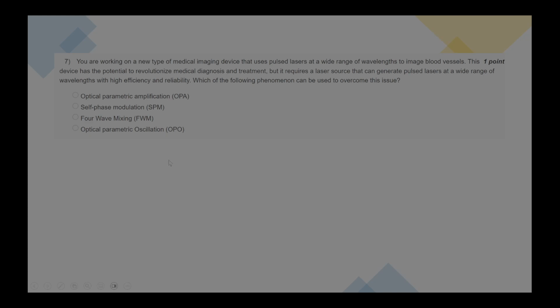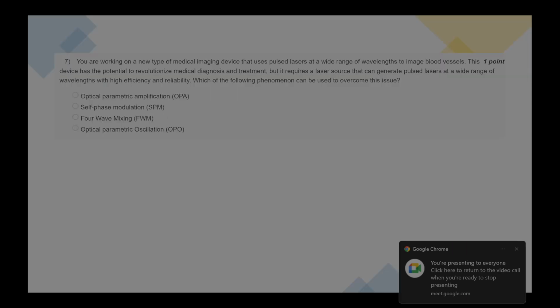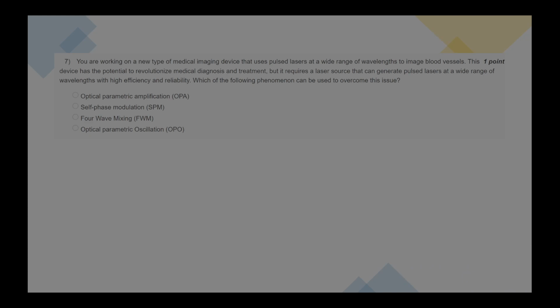So which of the phenomena can overcome this issue? Please tell me. Okay, OPA, optical parametric amplification. So in that, what is happening is that optical parametric amplification is a process that uses a non-linear optical crystal to transfer energy from a pump laser to the signal laser. The signal laser is amplified while the pump is weakened, so the microscope can produce clear images. Okay. So this is the option for this.